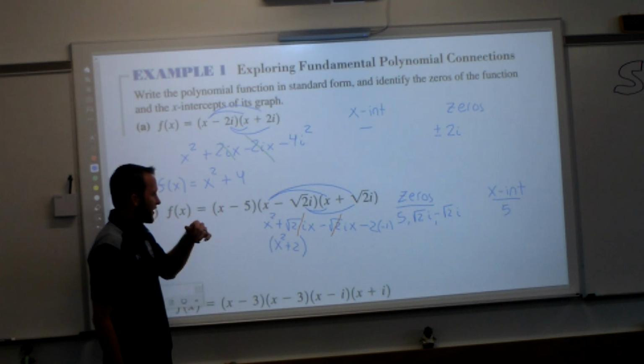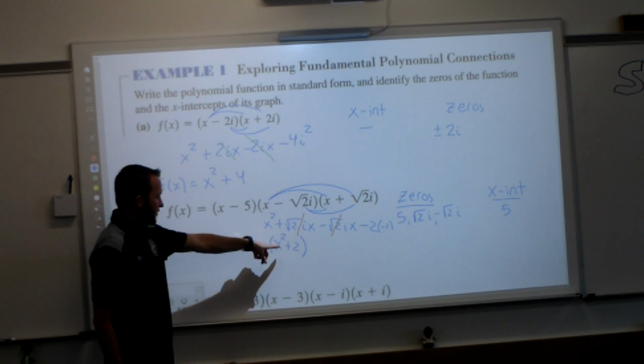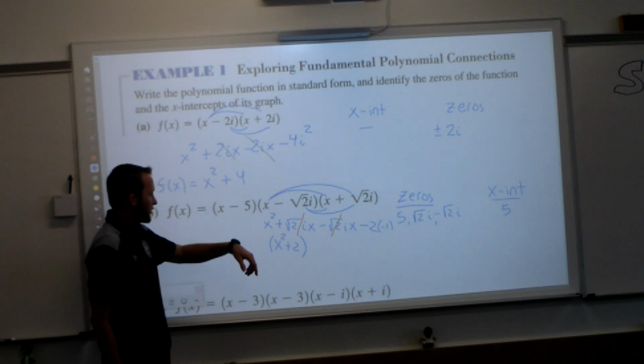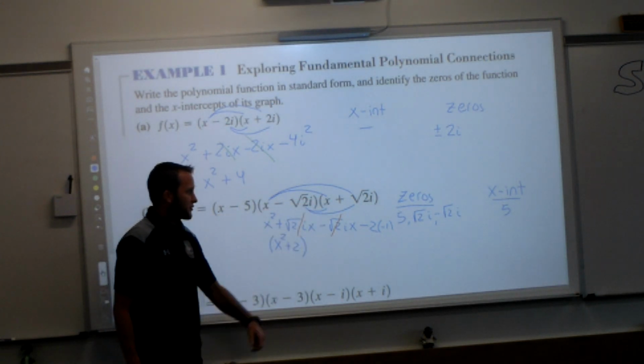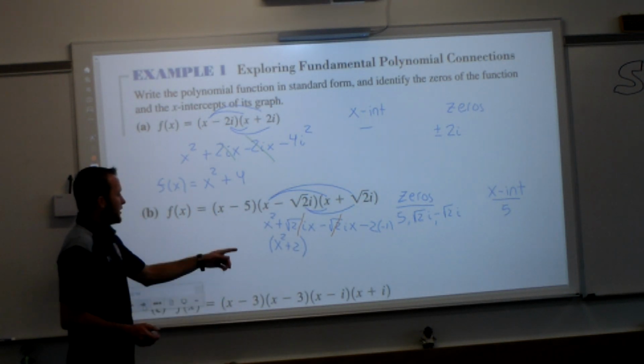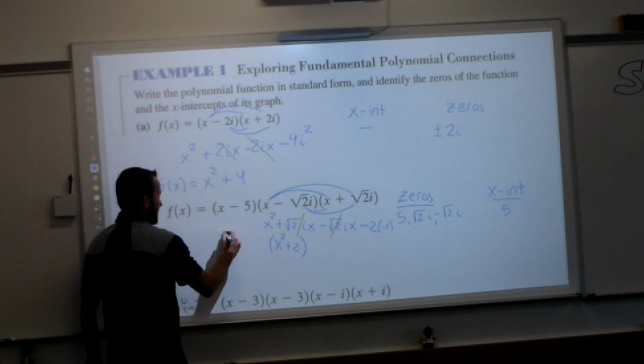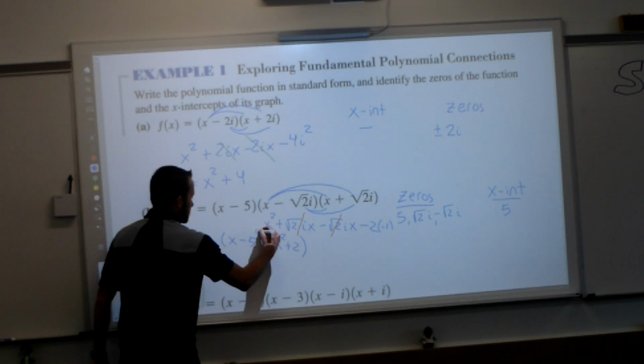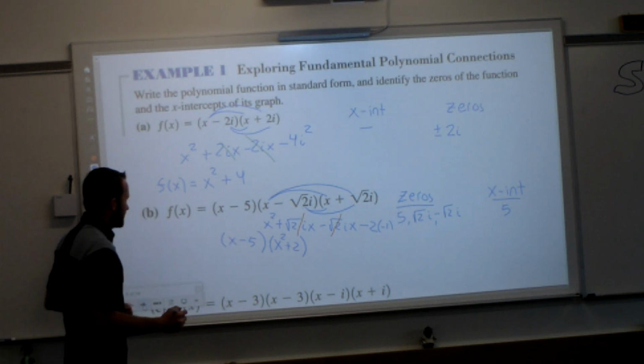That's why the roots are what they are. Like, if you were to solve this, I subtract 2 and I take the square root, and that gives me plus or minus square root of 2i. But we're not done yet. We don't have f of x in standard form. We still need to distribute it with what we have here.